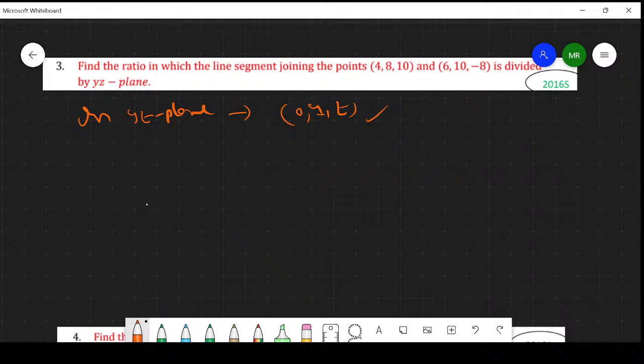Now I will take, let the required ratio be k is to 1. We can take the points here. This is the point P and this is the point Q. Consider P as 4, 8, 10 and Q as 6, 10, minus 8. They are asking only the ratio. Suppose this point is R. The ratio I have taken is k is to 1. This is k, this is 1.